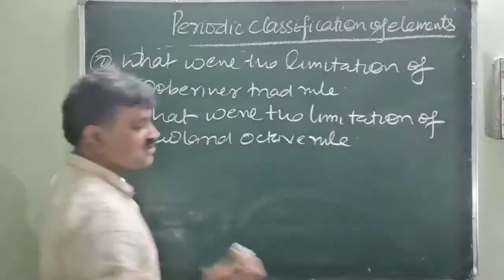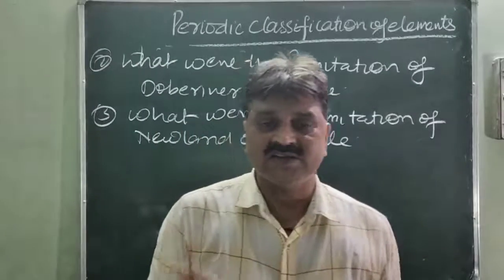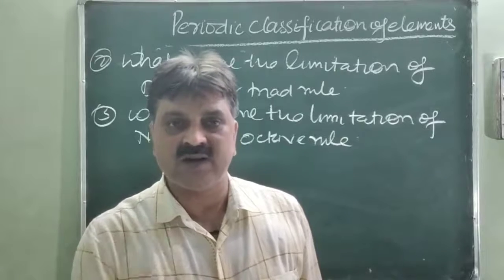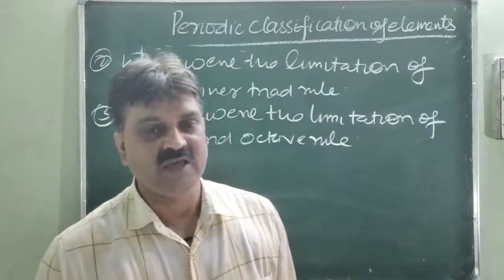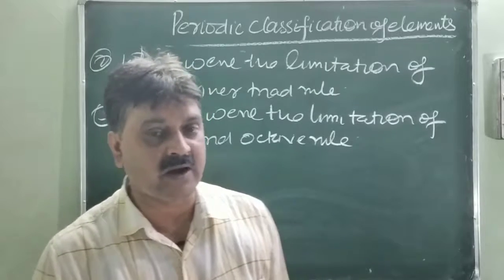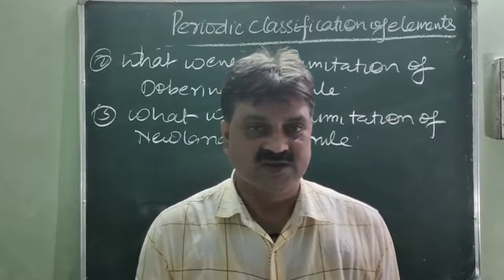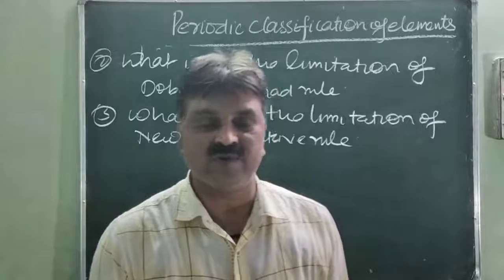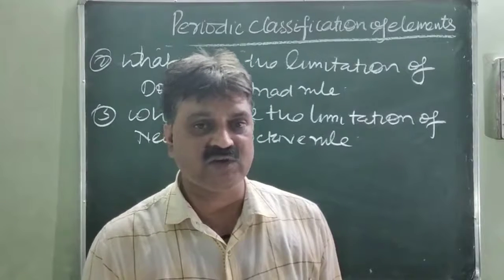So you have to discuss already this limitations of Newland octave rule. That is, the octave rule follows up to the lighter elements, up to calcium, atomic mass 40. Above this, Newland octave rule does not follow. That first limitation means up to calcium the Newland octave rule follows, but after that this rule was not followed.